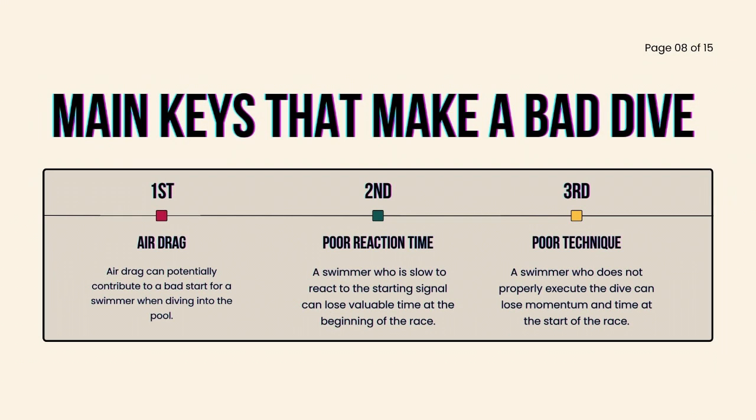A swimmer who is slow to react to the starting signal can lose valuable time at the beginning of the race. This can be due to a variety of factors, including distractions, nervousness, or simply not being fully focused on the race. And finally, we have poor technique. A swimmer who does not properly execute the dive can lose momentum and time at the start of the race. This can include issues such as not fully extending the arms and legs during the dive, or not properly entering the water.